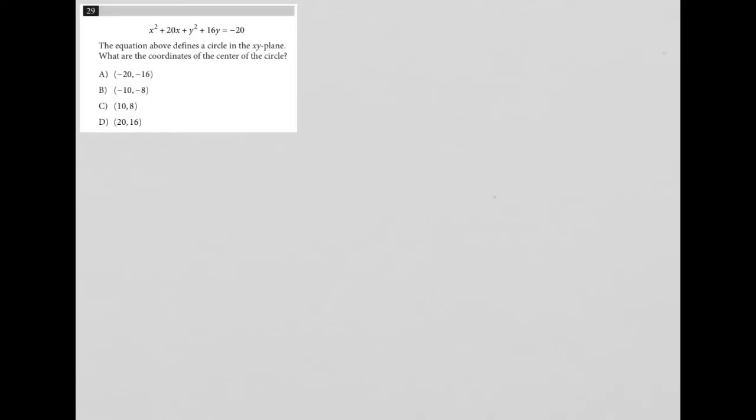So this question starts off by giving us an equation here, x squared plus 20x plus y squared plus 16y equals negative 20. And the question goes on to say the equation above defines a circle. All right, so before I even continue reading, there is a specific equation for a circle that you will need to memorize. So I'm going to just write that down here.